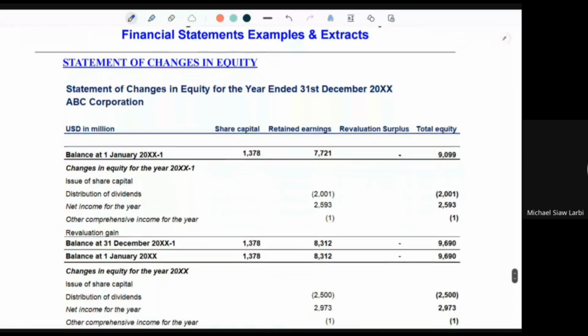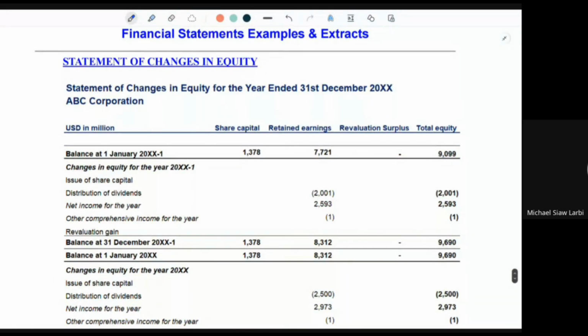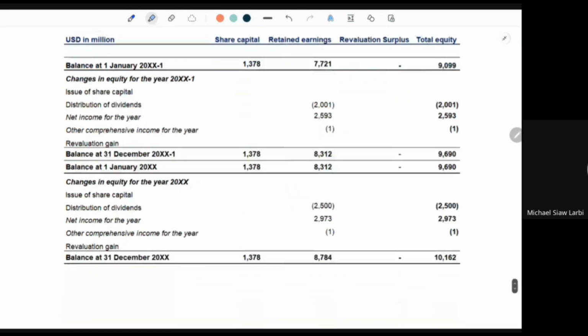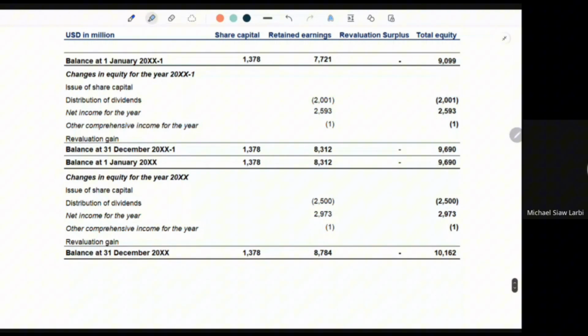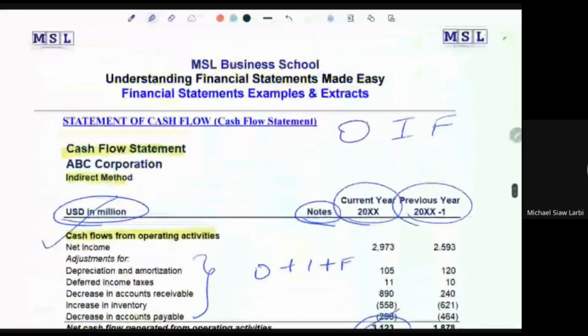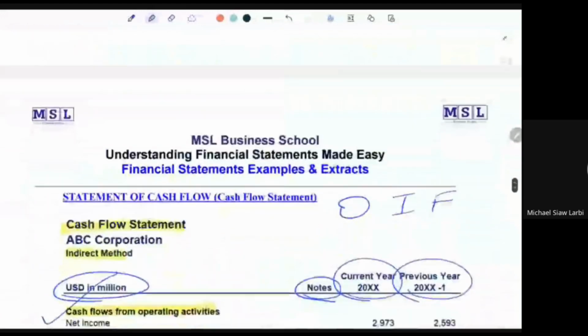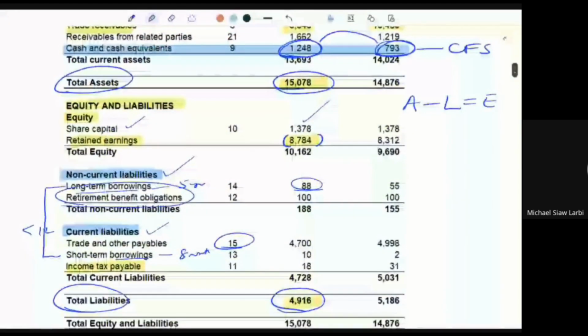So let me show you something. What is the total equity here? As at this year, 10,162. Can you see? 10,162. Where's our balance sheet? Do you see? Good. Do you see this guy here? 10,162. So the statement of changes in equity is just another statement showing you how that equity has moved.